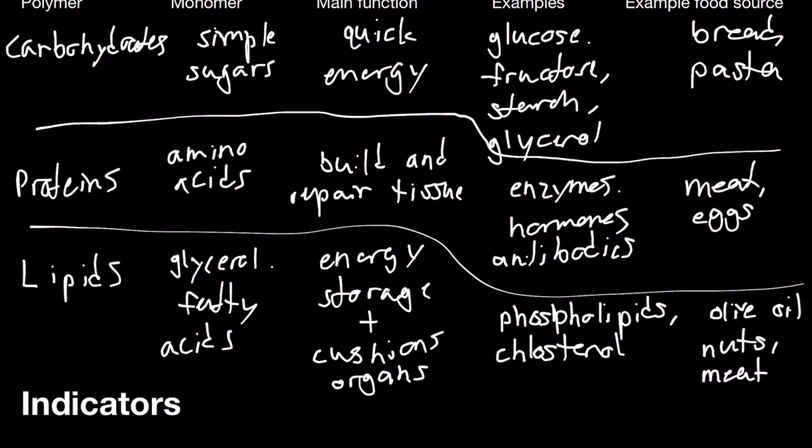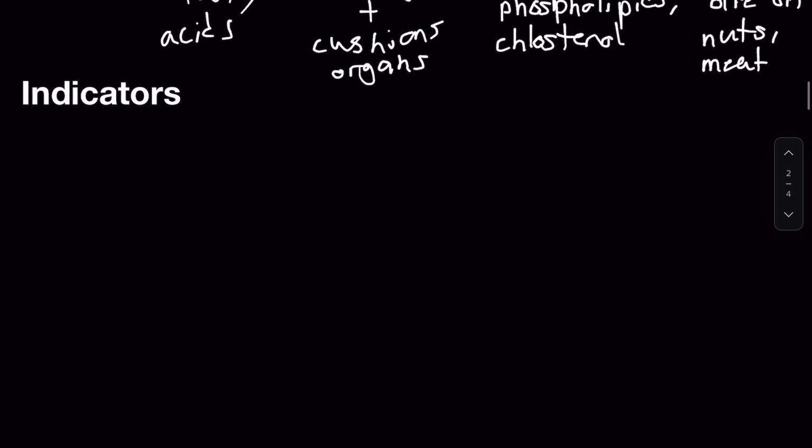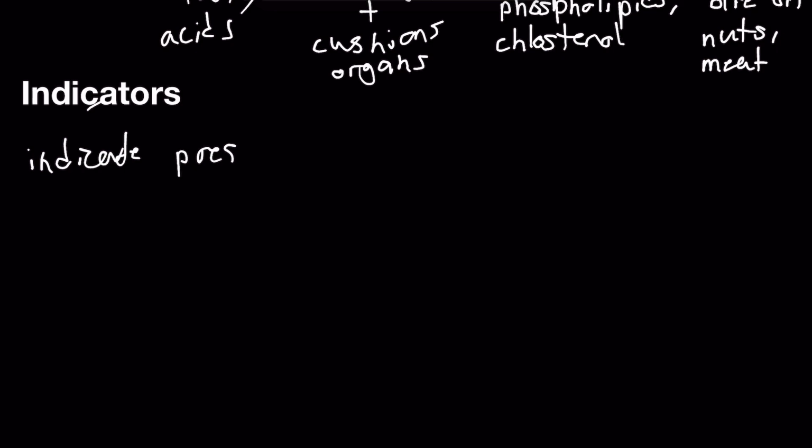Okay, and now the last thing in this topic are indicators. Indicators are what they sound like. They indicate that some substance is present. So they indicate presence of a substance. There are two large main indicators that you want to know for this. The first is iodine. Iodine is a starch indicator.